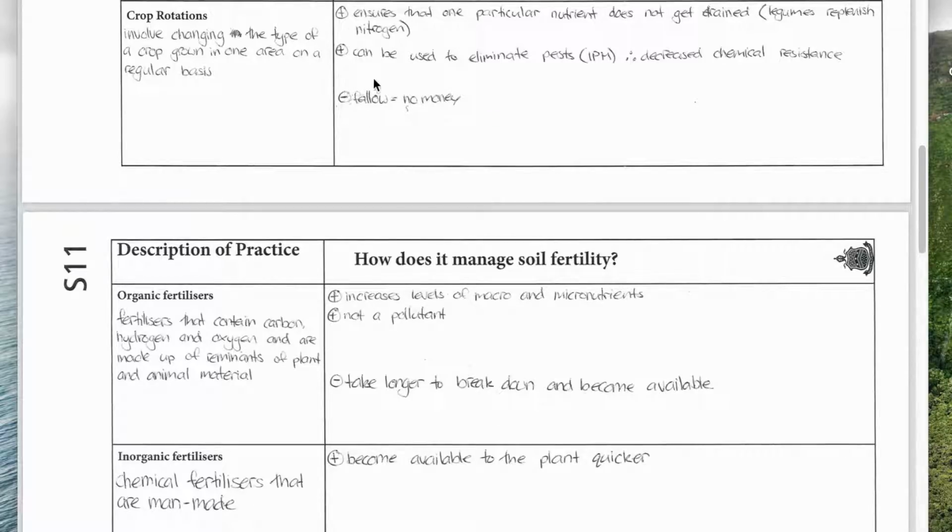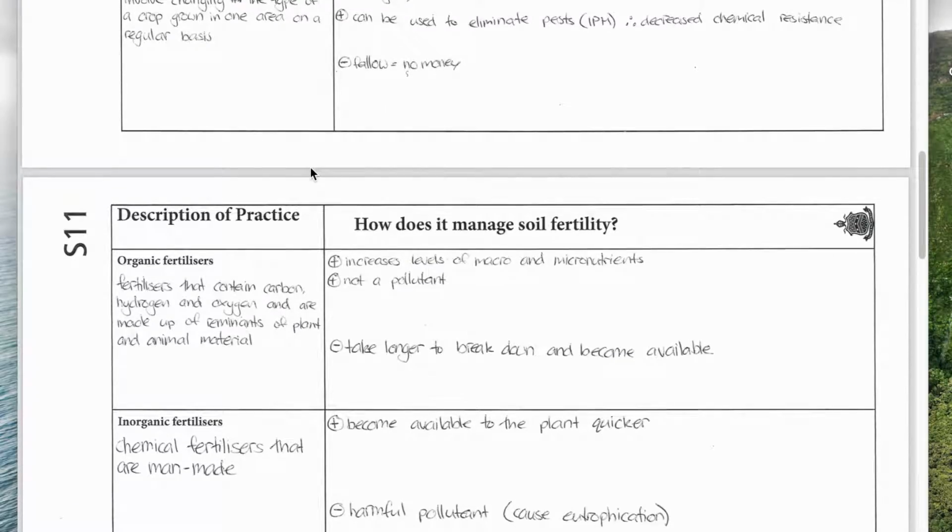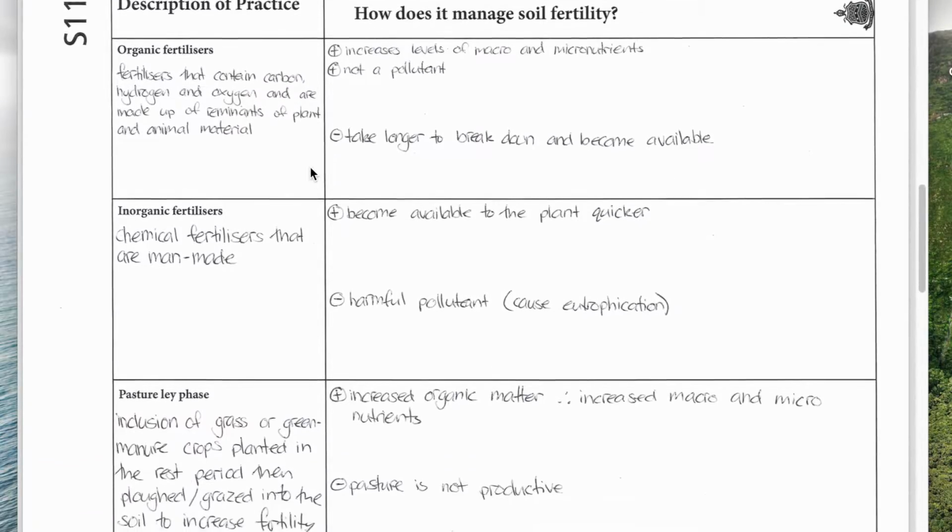The downside is if you have a fallow period in your crop rotation, you're not going to make any money. So it's a bit of a long-term sustainable practice to have crop rotations, but some years you won't make any money off it.